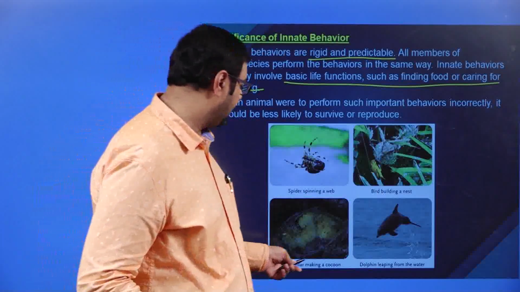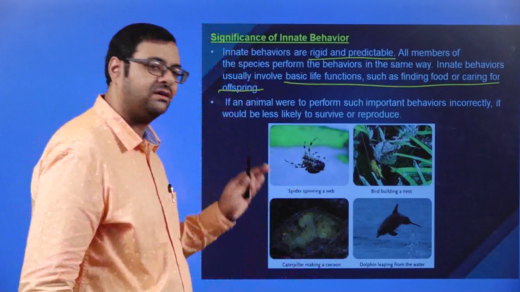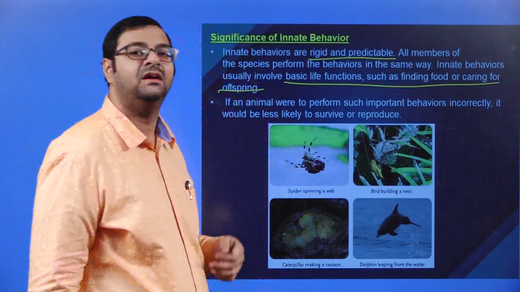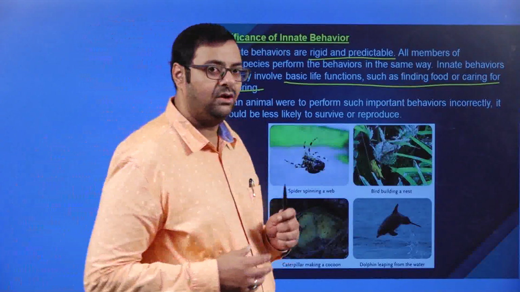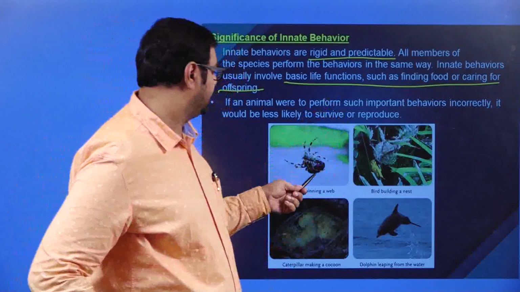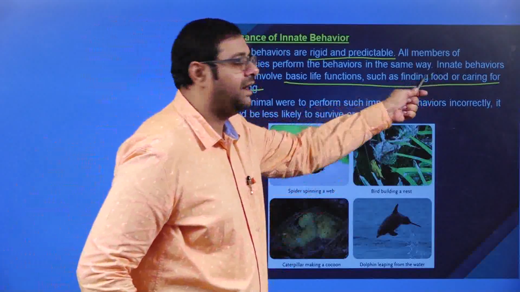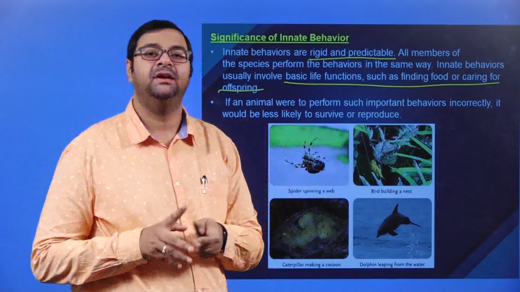And a caterpillar making a cocoon. It has to make a cocoon in order to become a moth. So it is an instinctive behavior. And also, say for example, the spider web is also used for trapping the prey. You might be knowing it.